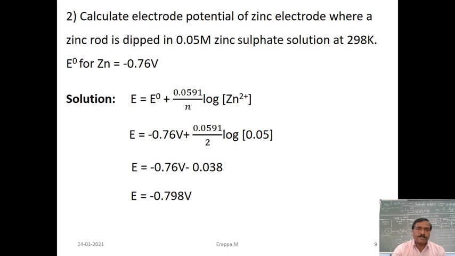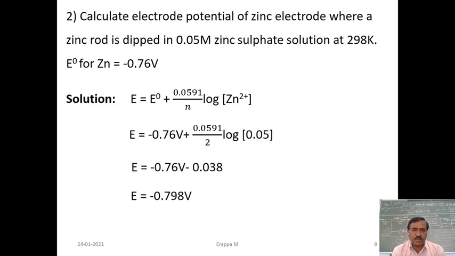Then another question: calculate the electrode potential of a zinc electrode where a zinc rod is dipped in 0.05 molar zinc sulfate solution at 298 Kelvin. E naught for zinc is equal to minus 0.76. It is similar to the first problem. Solution: using the Nernst equation, E is equal to E naught plus 0.0591 divided by n log of Zn2+.